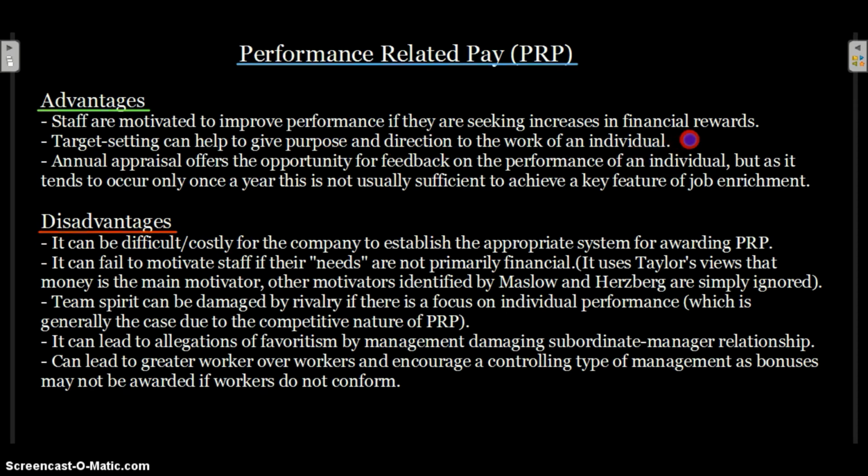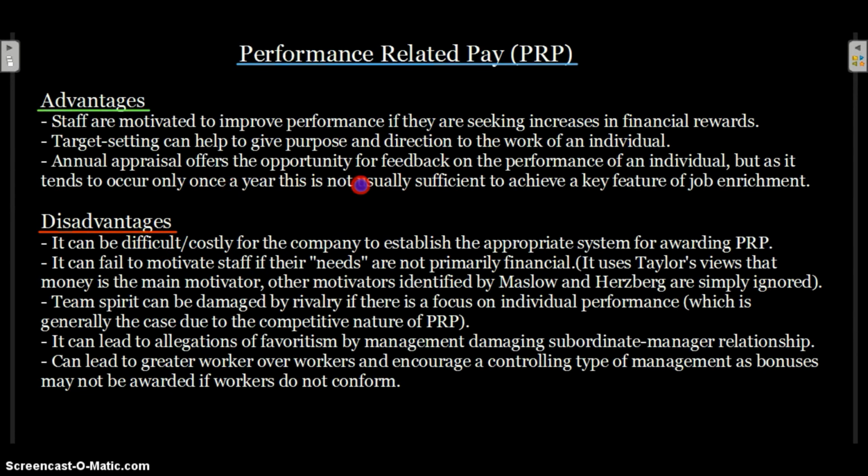Target setting can help to give purpose and direction to the work of an individual. Since you are setting up targets for them to measure their performance, you are not just doing that for your own self, so you can identify if they have overachieved or not. But that's not the whole purpose of target setting. It also provides the worker with a direction and purpose to know that okay, I can do this, they expect so and so of me. Their self actualization needs might be improved by it.